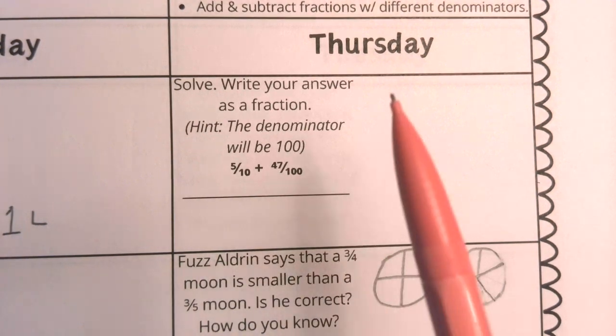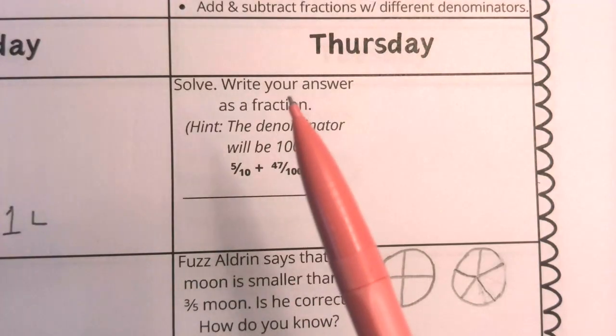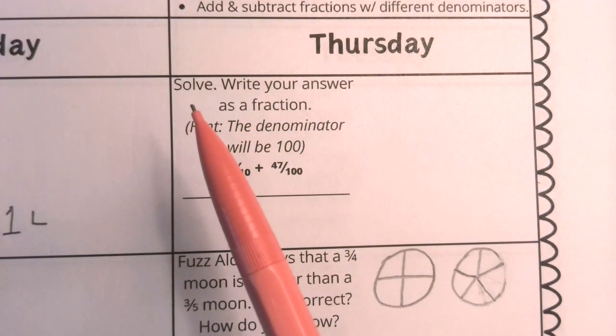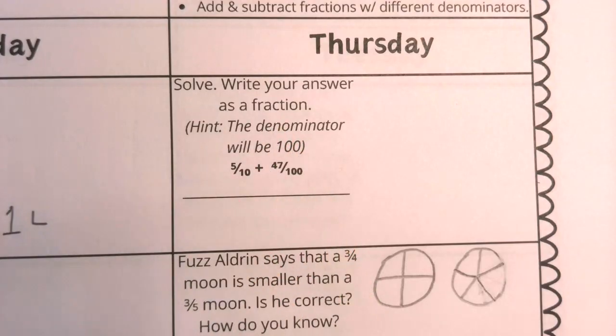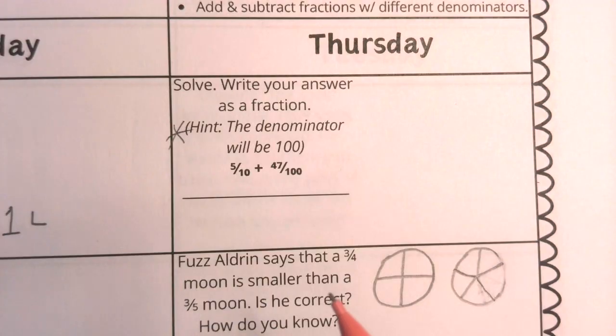Good morning, mathematicians. We are looking at our final column of week 2. We're looking at Thursday. We are to solve this and write our answer as a fraction. They've even given us this hint that the denominator will be 100.